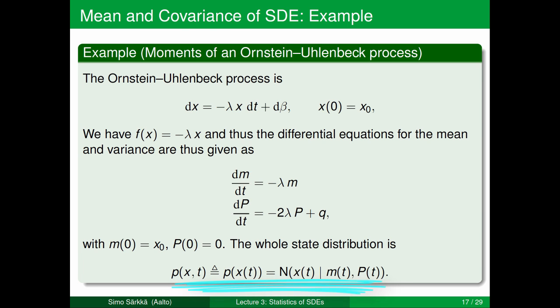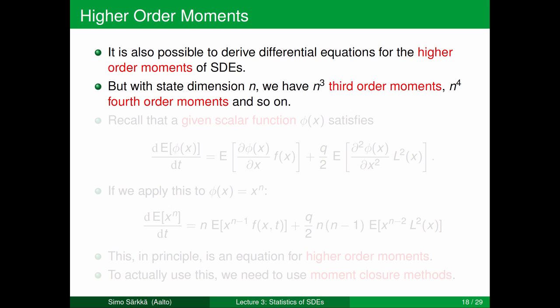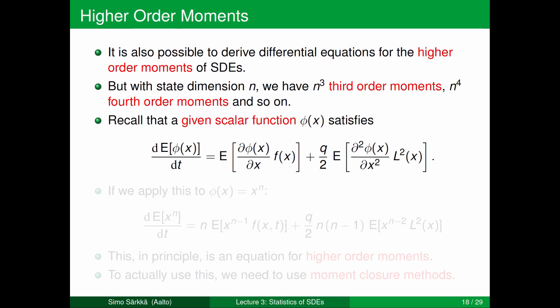Fokker-Planck-Kolmogorov equation. Using the generic moment differential equation it is also possible to derive differential equations for the higher order moments of SDEs. By higher order moments, it's meant the higher order polynomial moments in this context. But the computational complexity becomes high because with state dimension n, we have n to the power of 3 third order moments, n to the power of 4 fourth order moments, and so on. Recall that the mean has n elements, covariance n to the power 2 elements, and so on. So this is the generalization of that. However, we can write down the equation still.